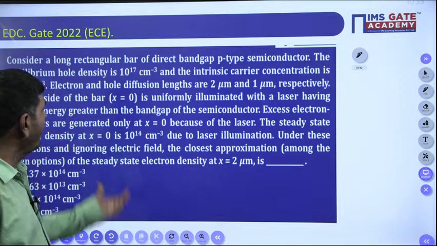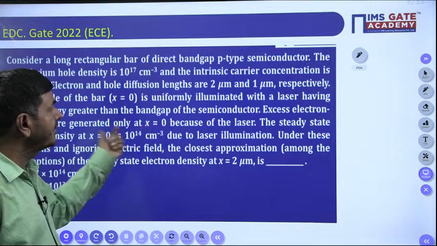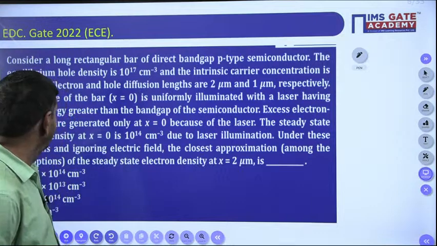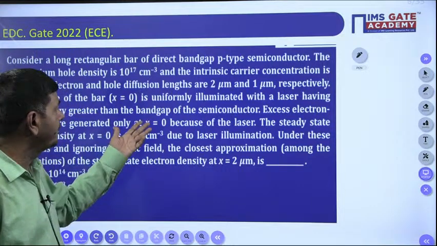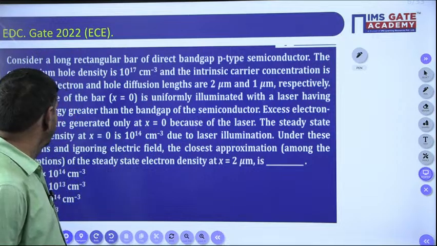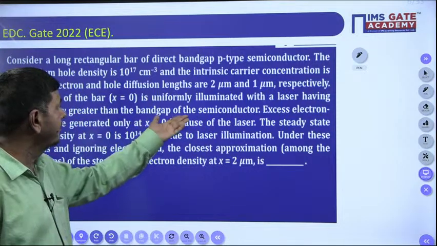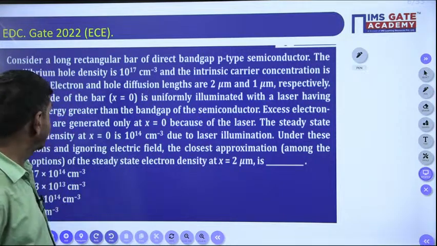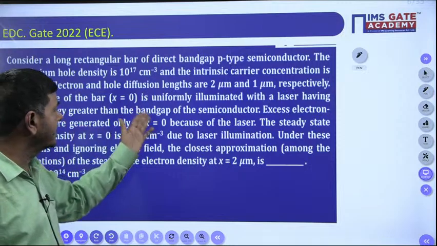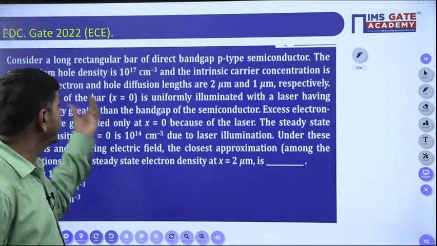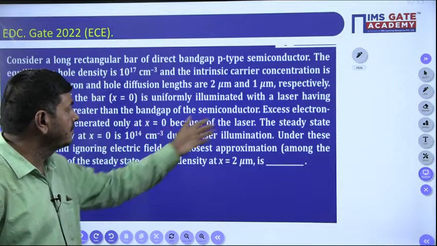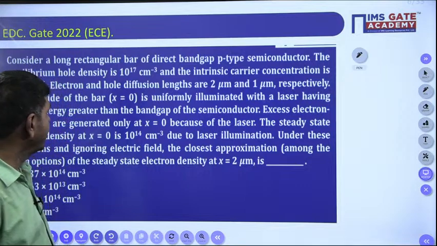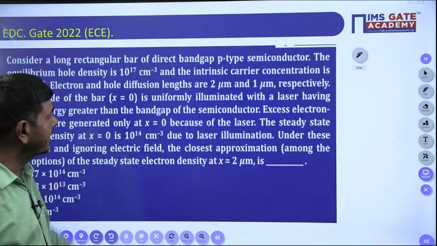The left side of the bar, x equal to 0, is uniformly illuminated with a laser. By using the laser, illumination is done at one end, having photon energy greater than the band gap of the semiconductor. It is a must that photon energy is greater than the band gap energy of the semiconductor to illuminate. Excess electron hole pairs are generated only at x equal to 0. In the rectangular bar at x equal to 0, excess electrons and holes are generated. At x equal to 0, what concentration is developed is given now.